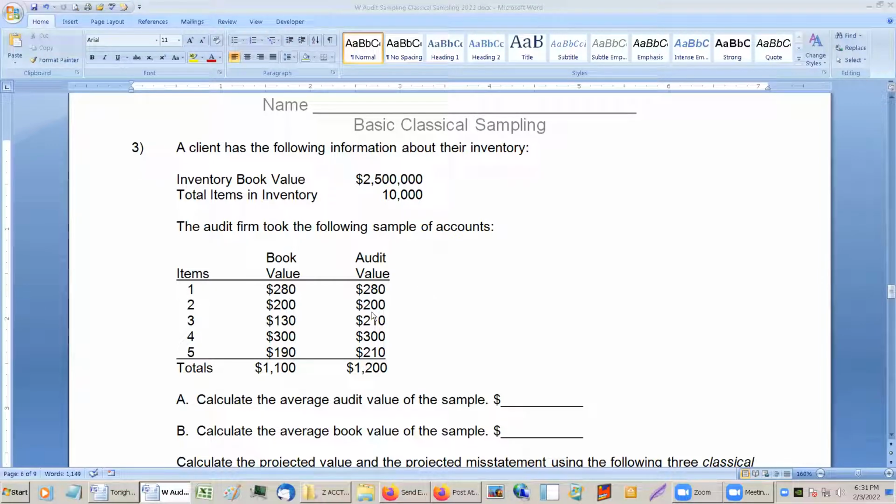C is overstated. Or I'm sorry, yeah. Number 3, the mean per unit is overstated by 100,000. You guys probably already figured this out, but there are only 5 items in the sample.